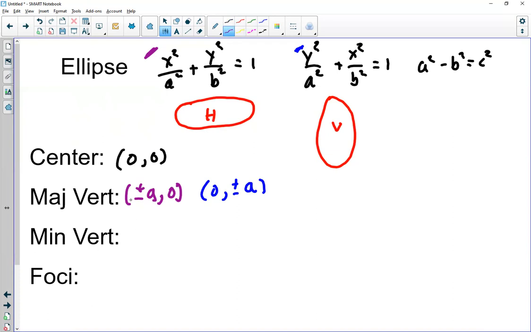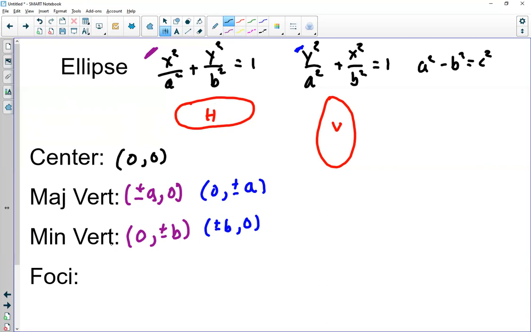Now, the minor vertices are the smaller value. So it can never be the same thing. Like the major can't be X and the minor can't be X. It always has to swap. So in this case, since the A has the major, then the X will be the minor, or the Y will be the minor. So in this case, it would be 0, comma, plus or minus B. So the smaller value is your minor. And then this will be for the Y, when the Y is dominant, plus or minus B, comma 0. So just swaps, basically.